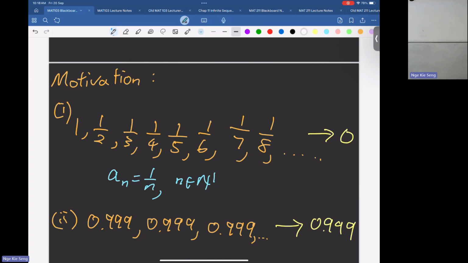1 minus 0 is 1, and 1 is not less than 1, so we exclude the first term. If it's 0.5 close to 0, then we accept the first two. And then you can go closer and closer. No matter how close you want to get to 0, you can always find terms inside the sequence as close as that distance. Does it make sense? As close or less than.